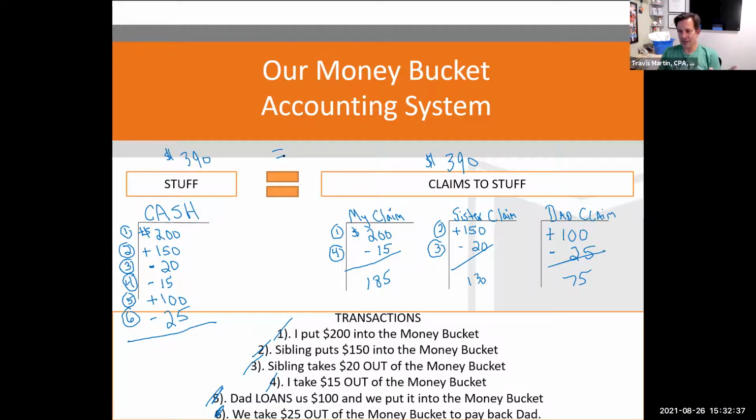A very simple accounting system. Money comes in, money goes out. We track who has a claim to that money as it goes in and out. Are we okay with that idea? Okay, perfect. So the reason the book gives you that scenario is they want to give you something very tangible that you can latch onto, because everything we're going to talk about, at least in the first chapter, is going to be based on that idea. All we're going to be doing is putting accounting terminology into the generic claims to stuff terminology.